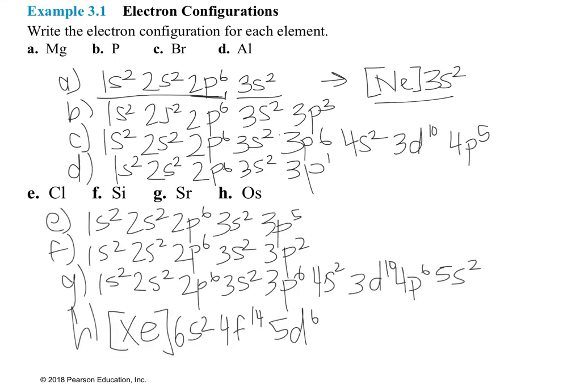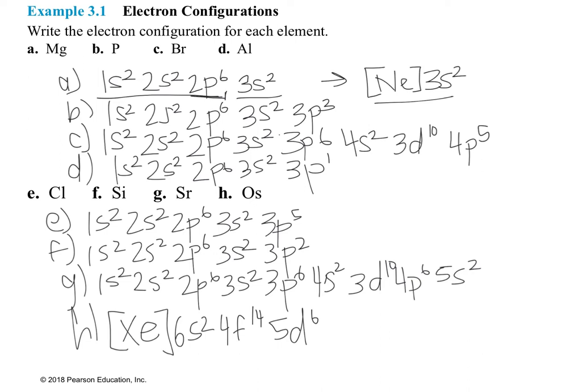Okay, so now we can see chlorine is 1s2, 2s2, 2p6, 3s2, 3p5. Silicon is the same, but it ends with 3p2. Strontium goes up through 3p6. Then we get 4s2, 3d10. So remember, it lags behind. 4p6, and then we go to the fifth row, 5s2. For osmium, I'm going to do the shorthand.